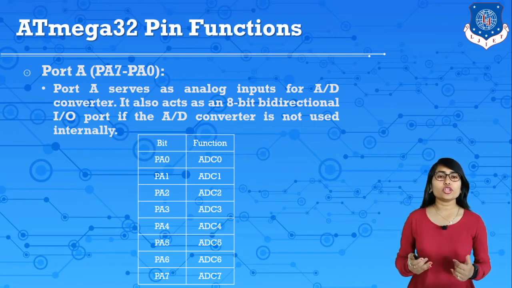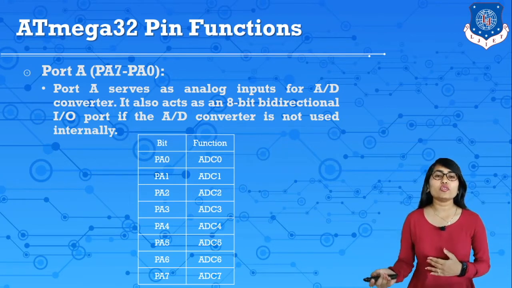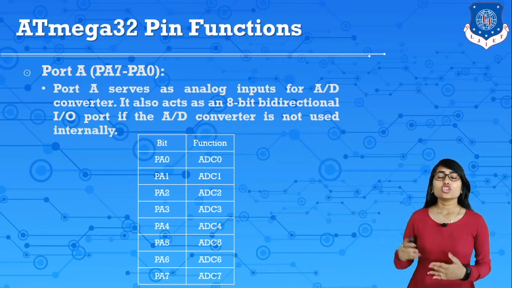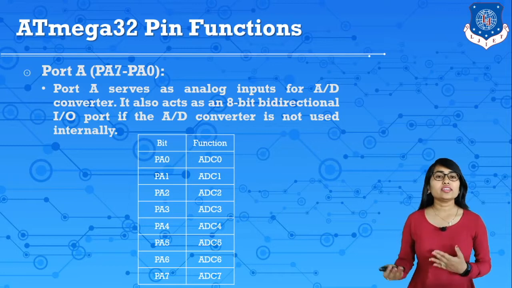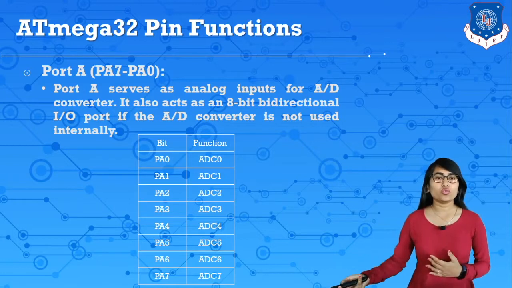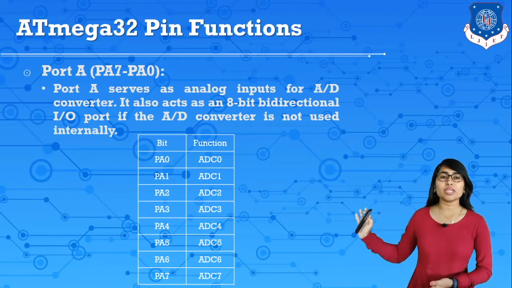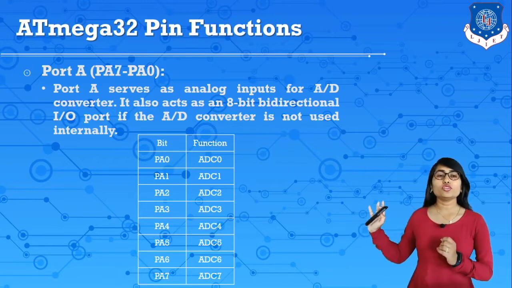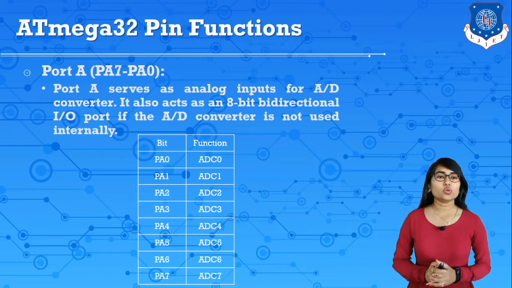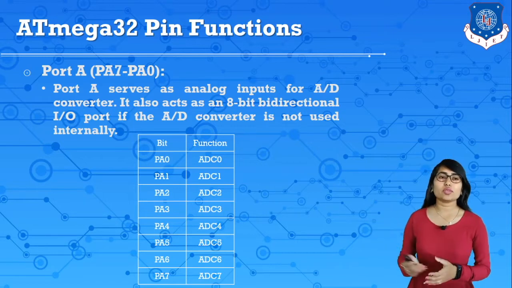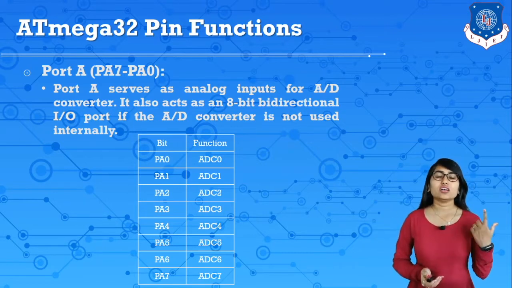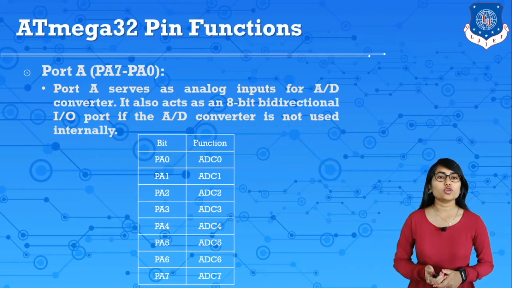So if we want to send some data out or get some data in, using this port A we can connect with the external world. So port A can be used either as an analog input for the A to D converter or as an 8-bit bidirectional input output port.